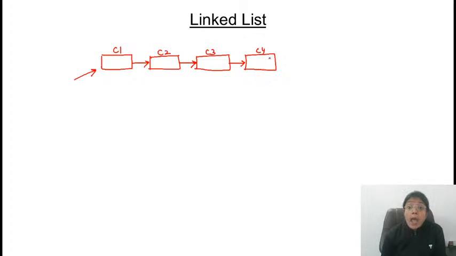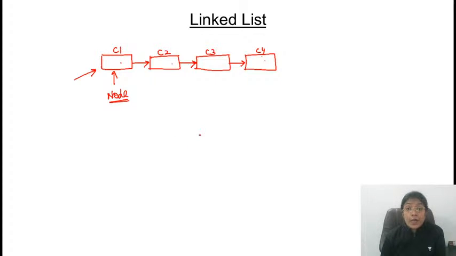Make sense? And what about the last coach? The last coach is not pointing to anyone. So this means that one coach is behaving as a node. If I talk in technical terms, in the form of a linked list, we are going to call this one coach as one node. So if you observe here, what information is required?